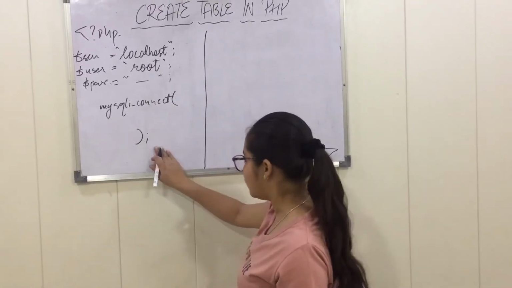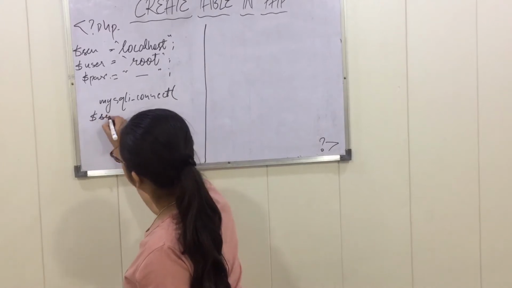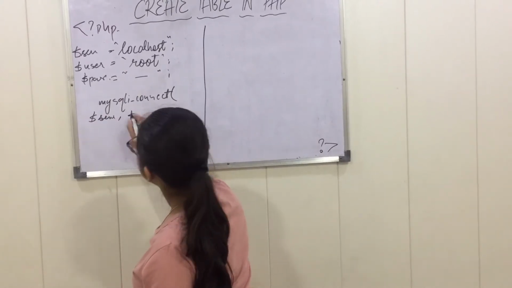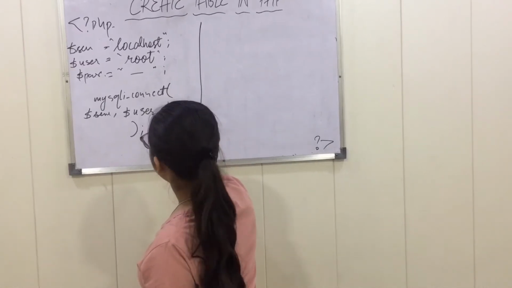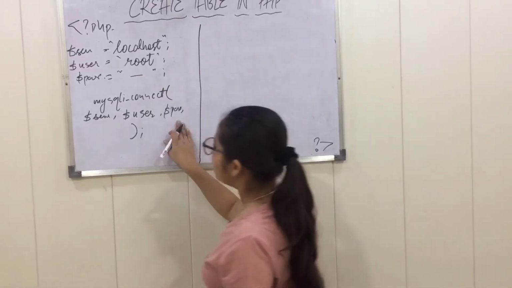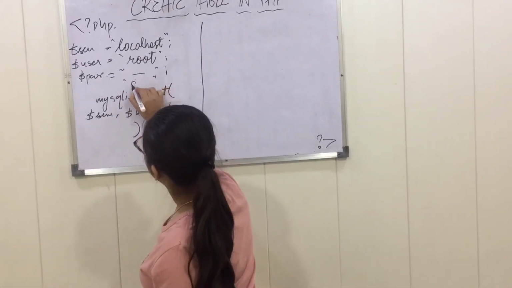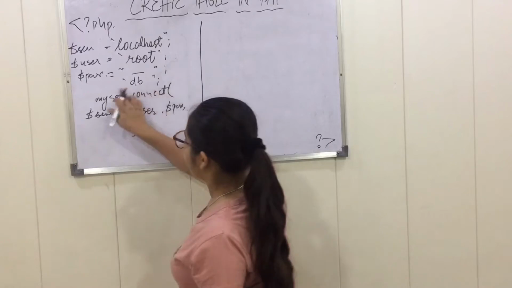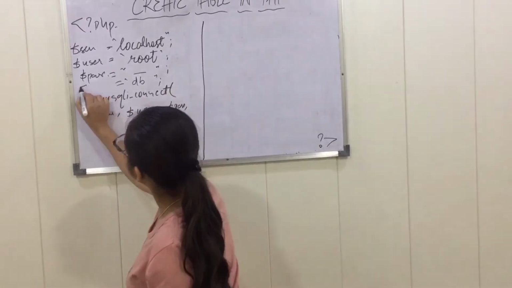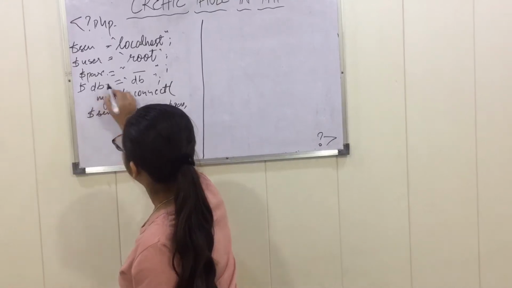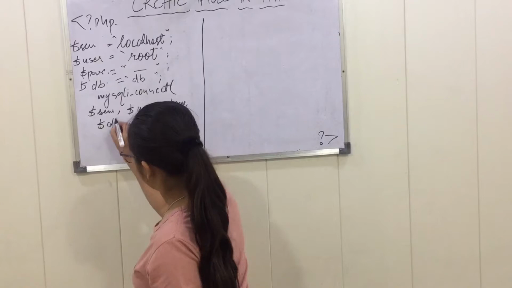After that, a semicolon. Suppose my first variable name is $server, second is $user, third is $pass. So here we need a database. Now my database name is DB. So after that, we will put it into a variable. Suppose my variable name is $DB. So now we will connect the database here, that is $DB.